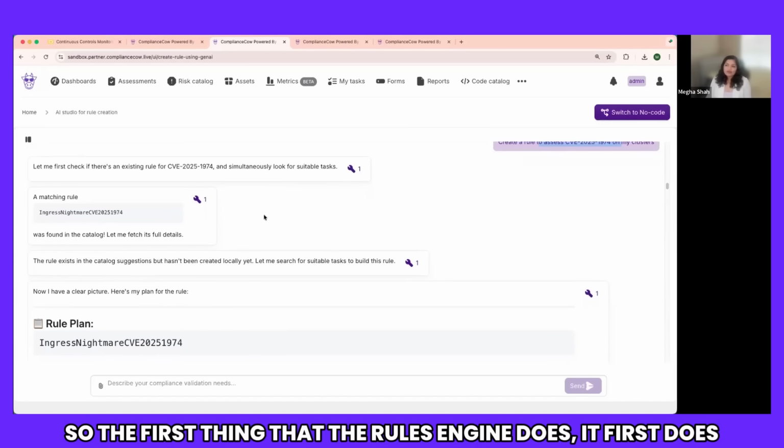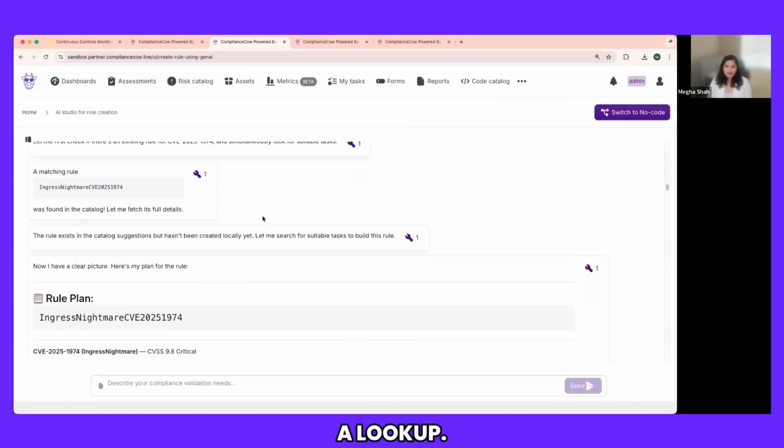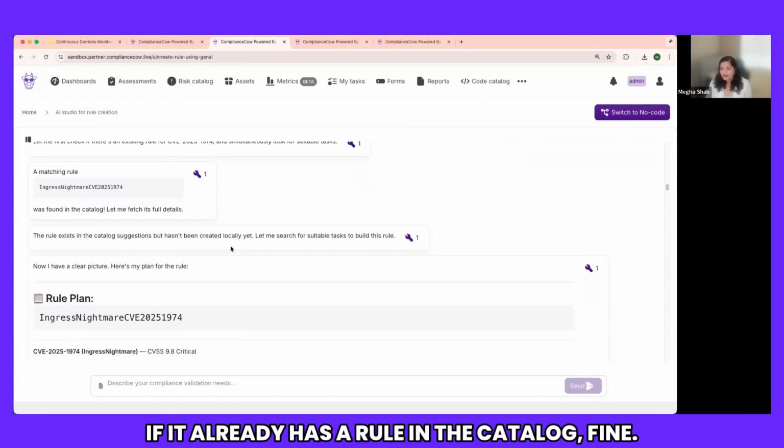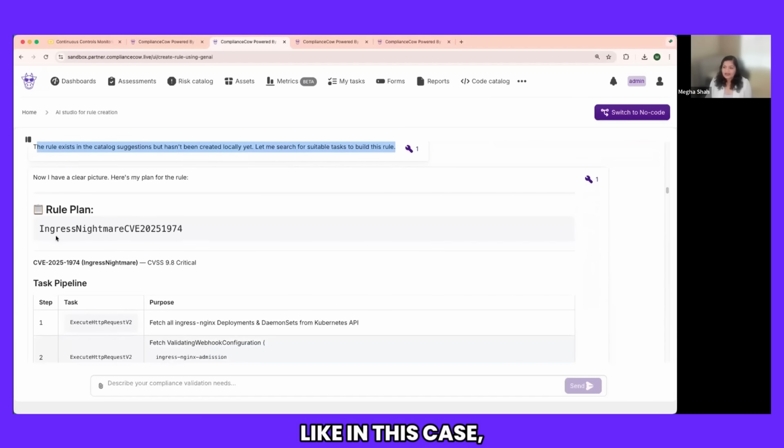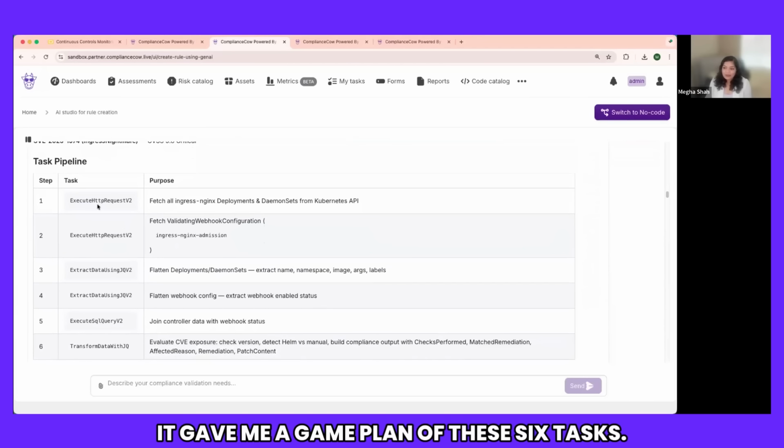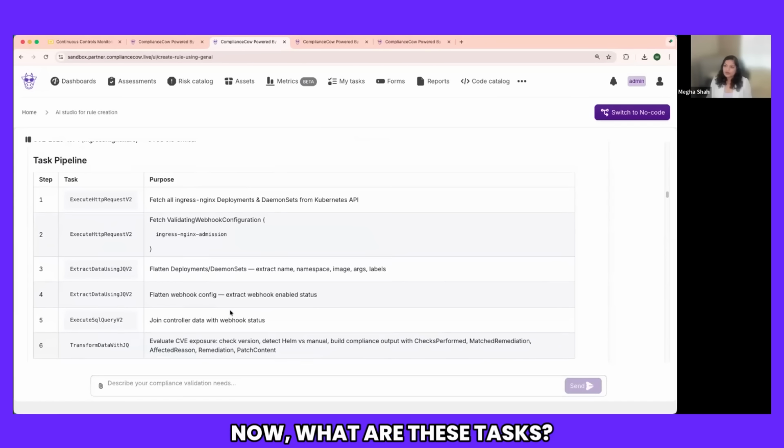So the first thing the rules engine does is a lookup. If it already has the rule in the catalog, fine. If not, it will start building it from scratch. Like in this case, it gave me a game plan of these 6 tasks. Now, what are these tasks?